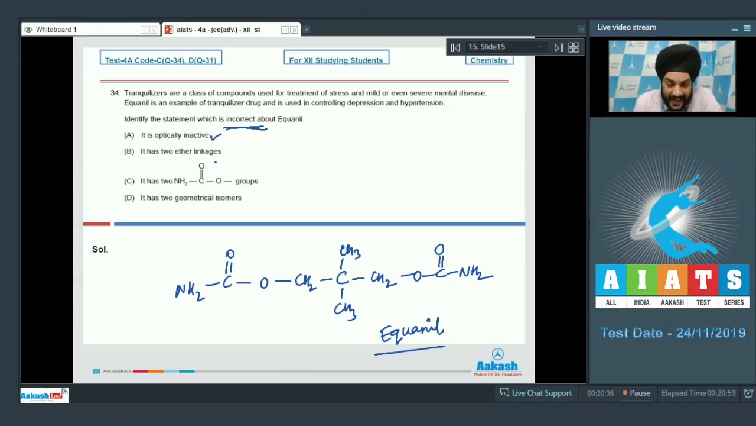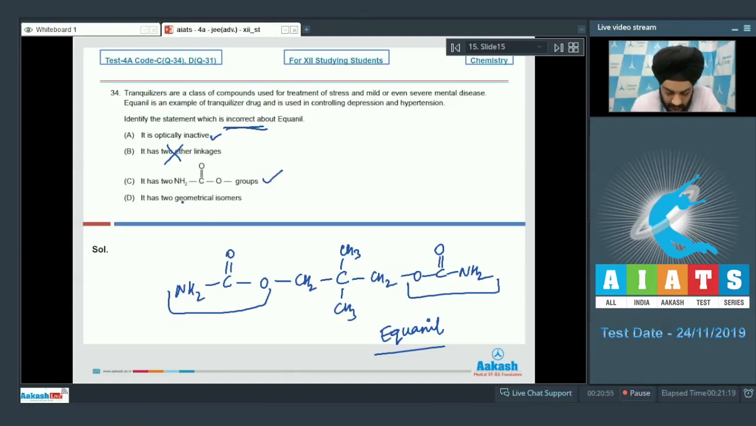Option B, it says there are two ether linkages. This is not correct, students. There are no ether present. Okay. If you talk about statement C now, it has two NH2COO groups. So this is correct, students. We have the indicated groups over here. So there are two groups present. So statement given in option C is also correct.